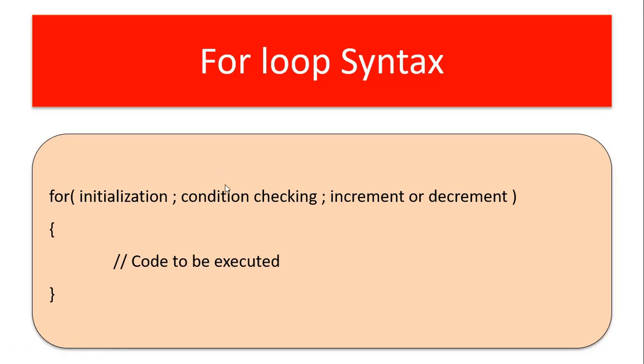From the second iteration onwards, condition checking will be the first part of the loop. So the condition will be checked. In case it is true, again the code will be executed, then it will go for the increment or decrement. This process will keep on continuously executing, I mean iterating, until the condition becomes false. Once the condition becomes false, it will not go to the increment and will not go to the code, it will just jump out of the loop. So this is the order of execution of a for loop.